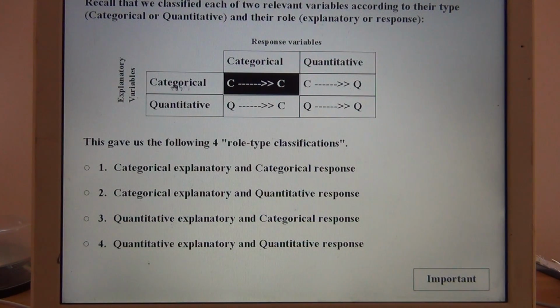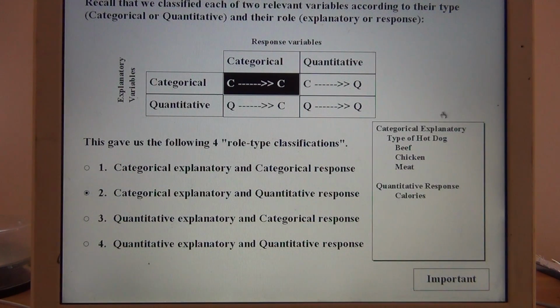We also have the case where we can have a categorical explanatory variable and a quantitative response variable. What might a piece of research look like if we had that? Well, I think we did even look at research with the type of hot dogs and the caloric content. So the explanatory variable was the type of hot dog, either beef, chicken, or meat, meat being a combination of both.